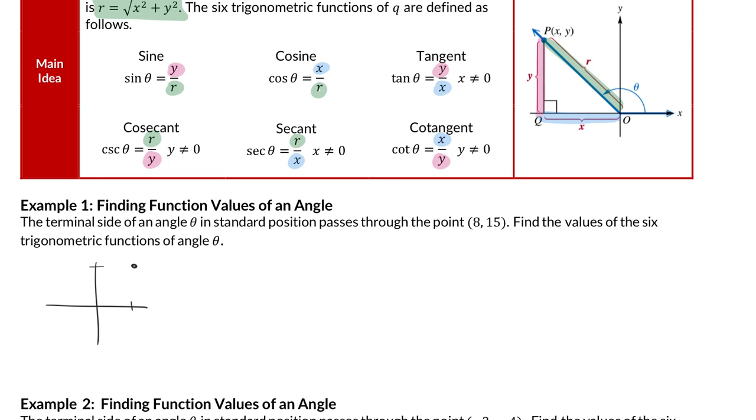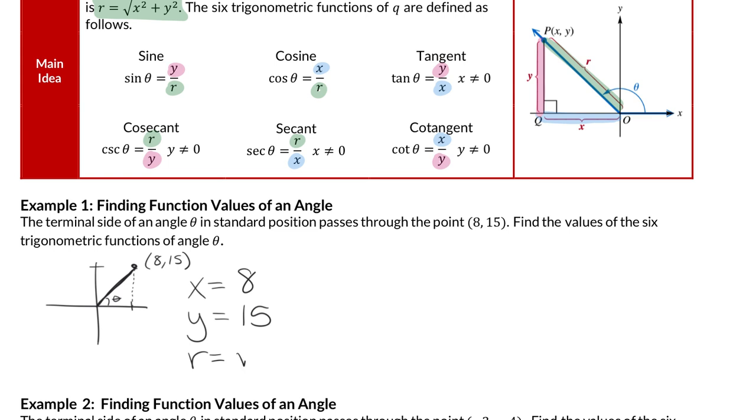That's a horrible line. Let me try that again. This would be the coordinate point 8, 15. It creates a triangle if you draw a little reference line straight down. Thus, we are finding all of the trig functions for this angle theta. We only need 3 pieces of information to do this. We need an x, we need a y, and we need an r. You already have 2 of these things. Based on the coordinate point 8, 15, what is x? 8. What is y? And how do we find r? How is r related to x and y?